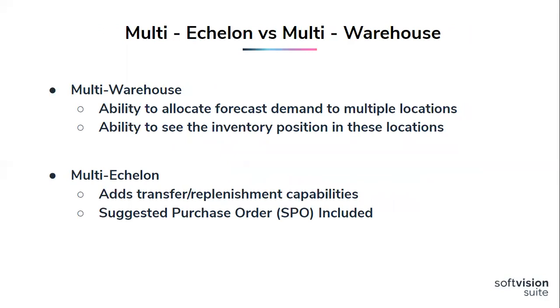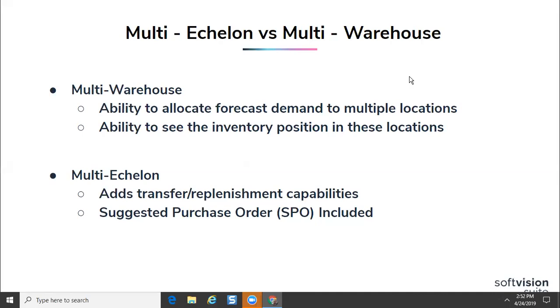So we're sometimes asked, what's the difference between your multi-echelon module and your multi-warehouse module? First thing to know is multi-warehouse is included with multi-echelon, so you do get both. With multi-warehouse, we give you just the ability to allocate forecast demand to multiple locations, and then you can see a different inventory position by each of those locations. That's the cumulative total of what you see with multi-warehouse.